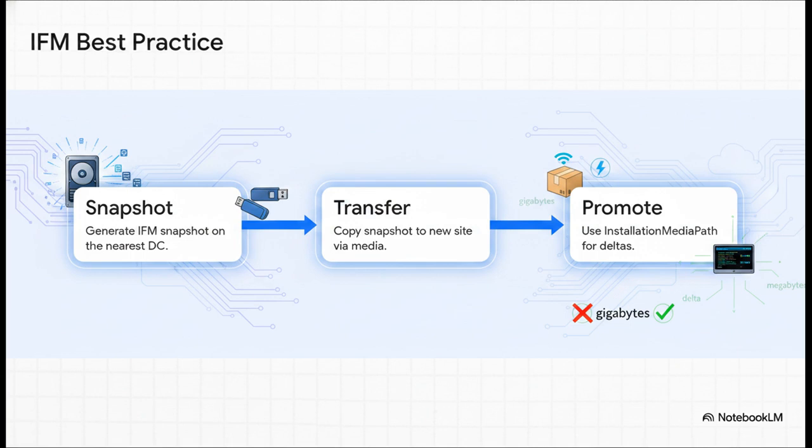Whenever you're deploying across a slow link, you start by generating a local snapshot on the nearest existing DC. Then you transfer that snapshot using physical media over to the new site. Finally, you promote the new DC using the installation media path parameter.